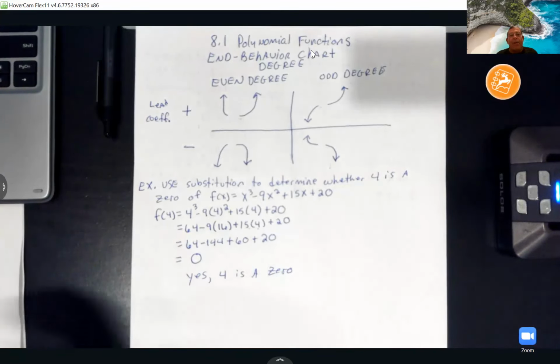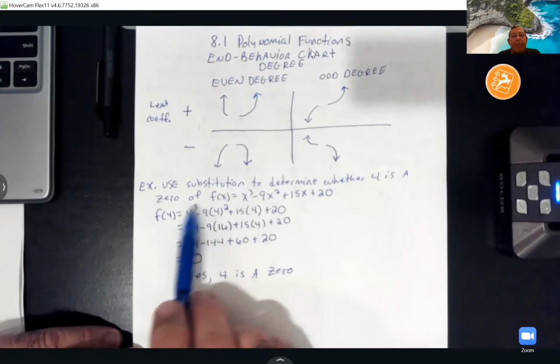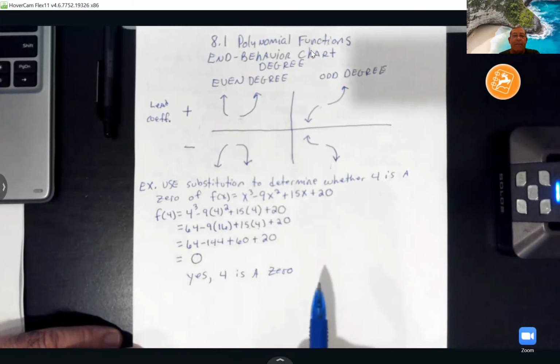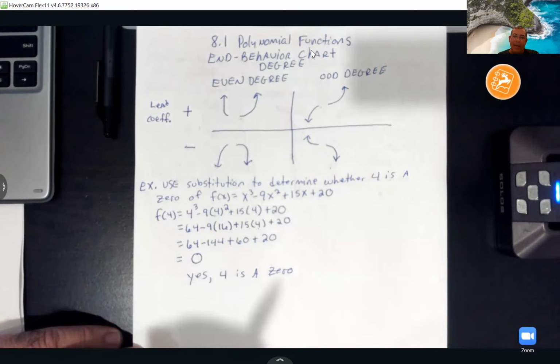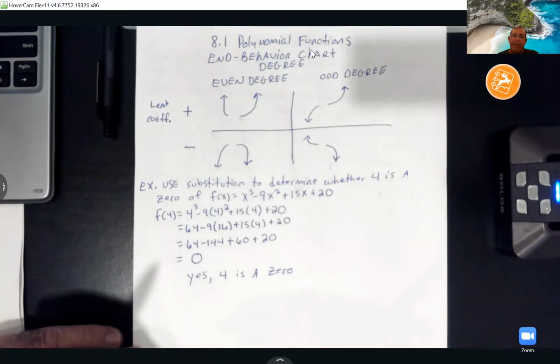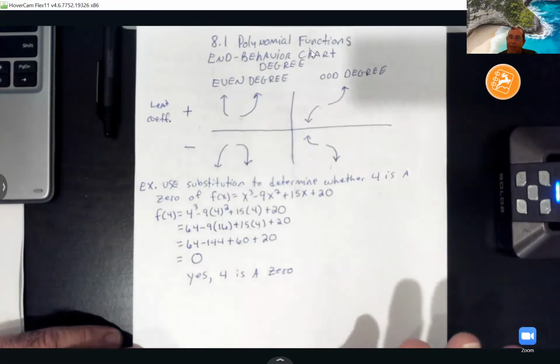Okay, y'all? And we're just showing you this so that when you find zeros, you can check them by plugging them in and see what you get. If you think you got a zero and you plug it in and you get 0 for the answer, then that confirms it is a 0. Any other number, remember, means it's not a 0, okay?